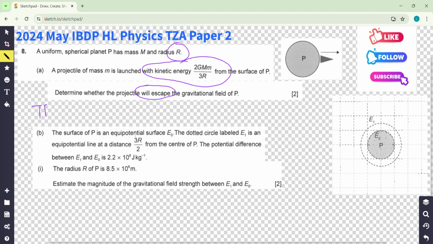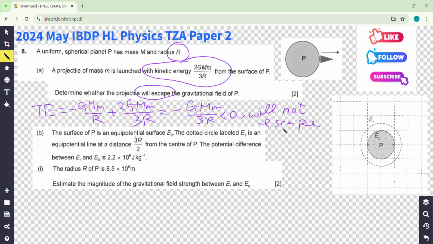Okay, total energy is the gravitational potential energy, negative GMm over r, plus the kinetic energy. Unluckily, not enough, just 2/3. But you have to calculate, okay? Simple manipulation of fractions. So it should be negative GMm over 3R. So it is less than zero, so it will not escape. Okay, remember the answer clearly. It will not escape, using the same terminology.